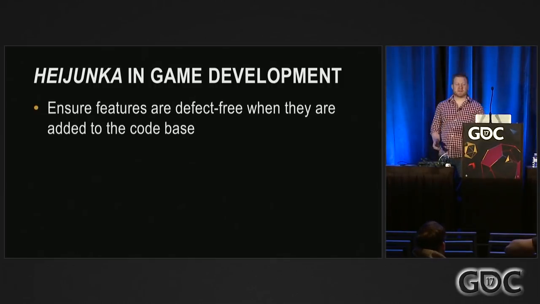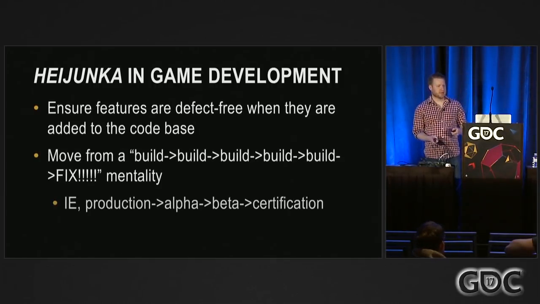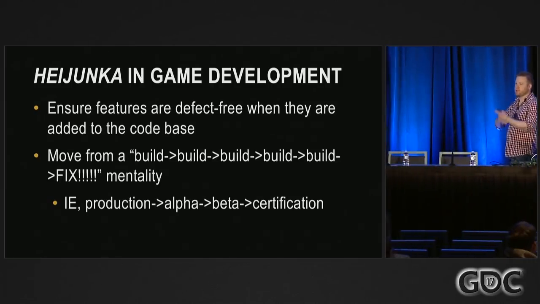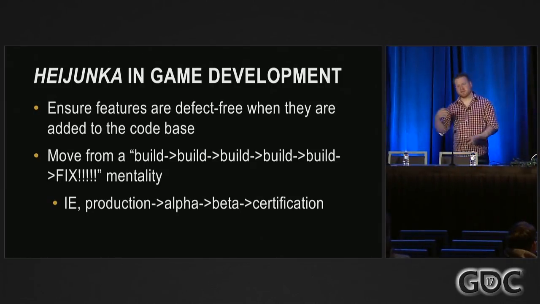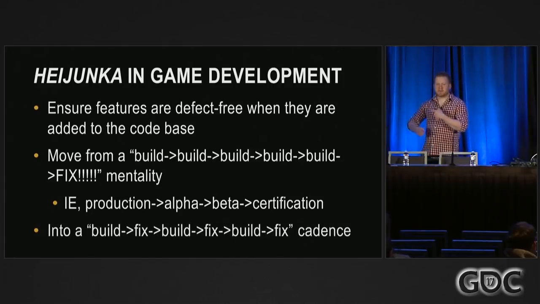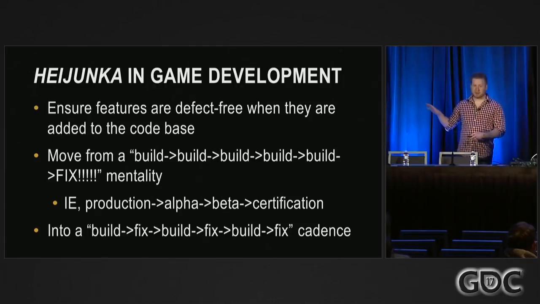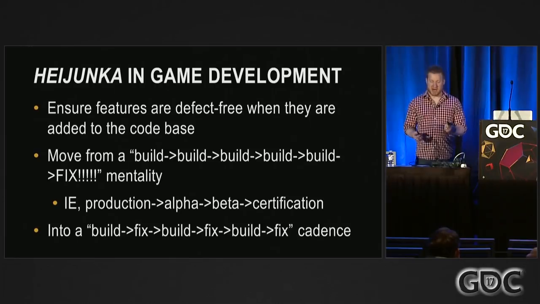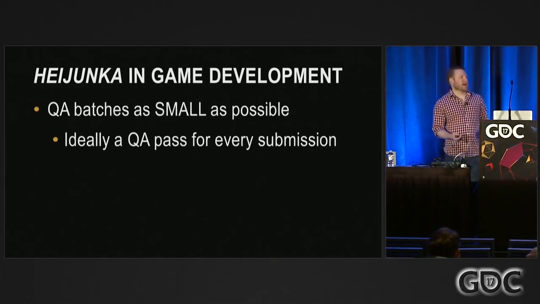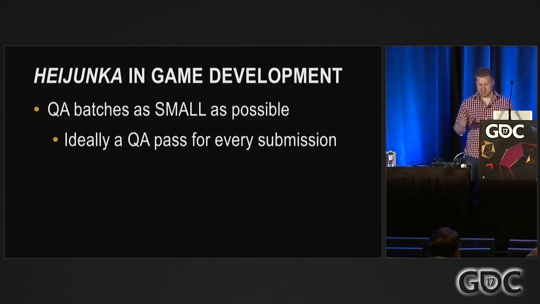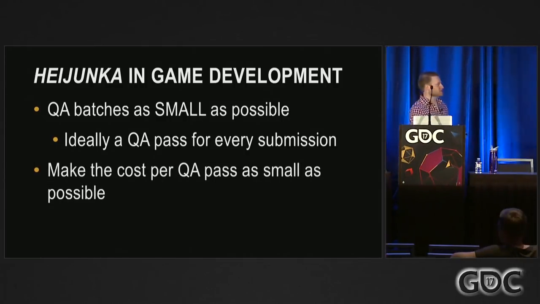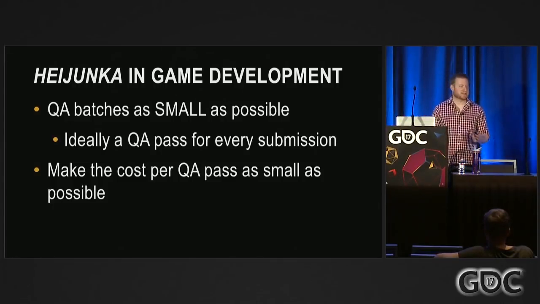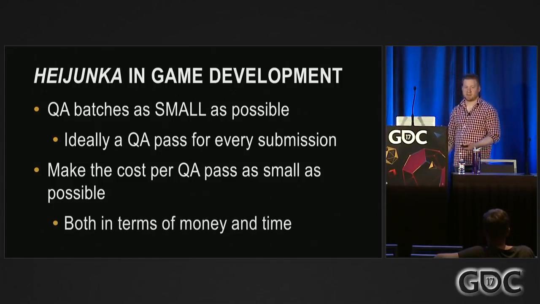You want to ensure that features are defect-free when they're added to the code base. Move from the prototypical production, alpha, beta, cert model to a build, fix cadence. Right now, that classical all-QA-at-the-end model has you batching an entire game's worth of features, which from an operations science perspective is insanity. You want to make QA patches as small as possible, not the whole game, smaller. Ideally, QA patches for every submission, and then you want to focus on making the cost per QA batch as low as possible, both in terms of money and time.